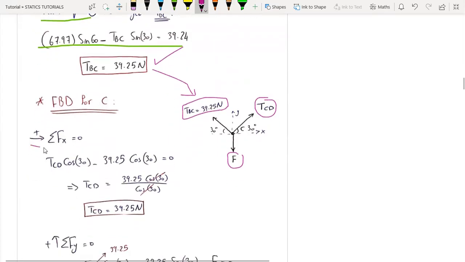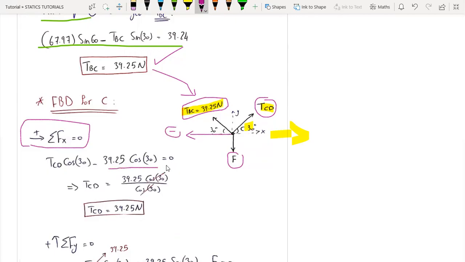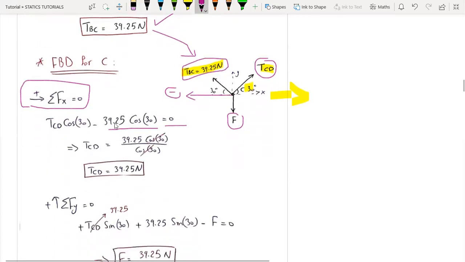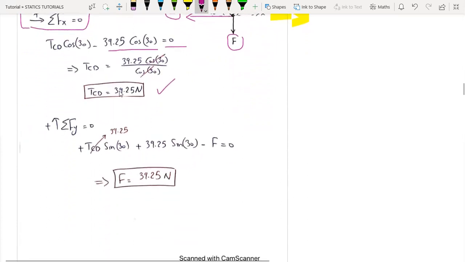Now, applying summation of forces in the x direction, TCD cosine 30 is positive, minus TBC cosine 30 will be negative. So minus 13.25 cosine 30 equals 0. So one equation, one unknown, we can get easily the value of the tension force in cable CD in newtons.